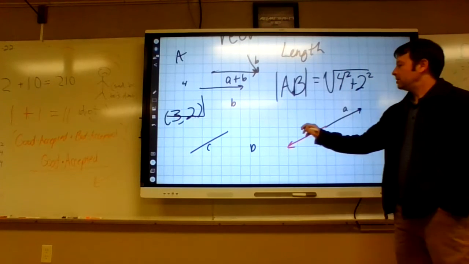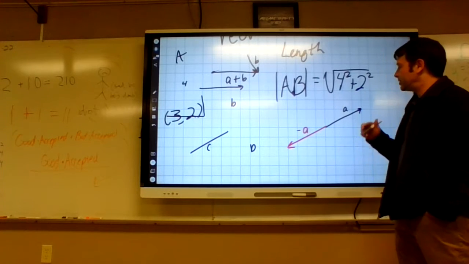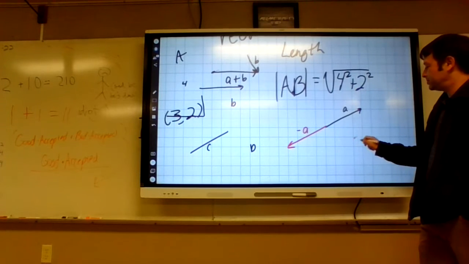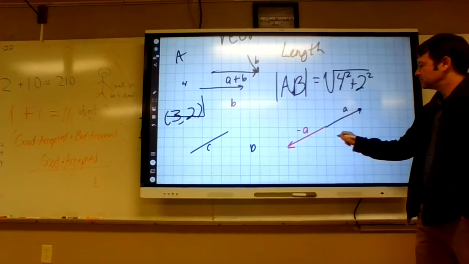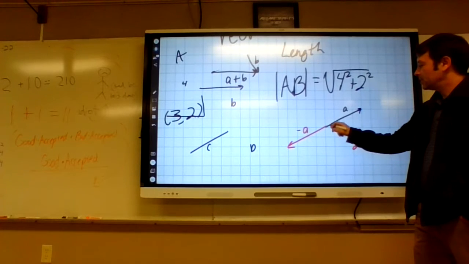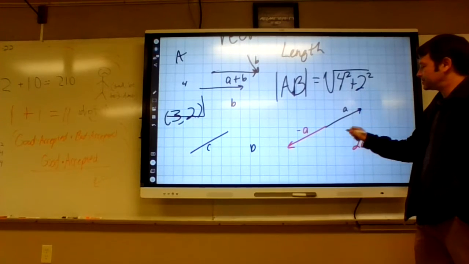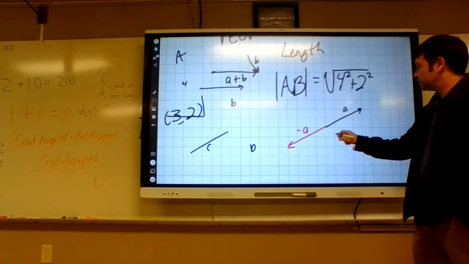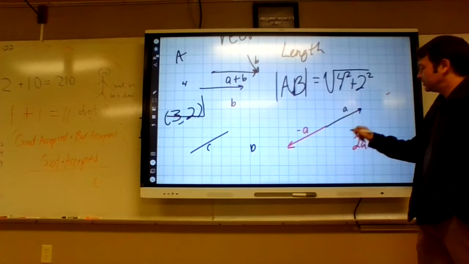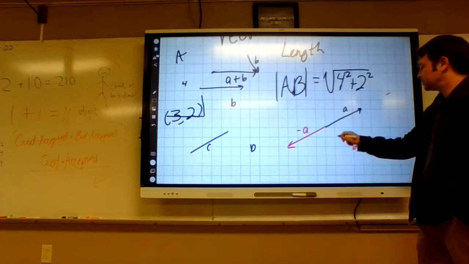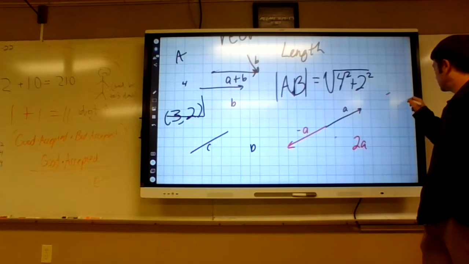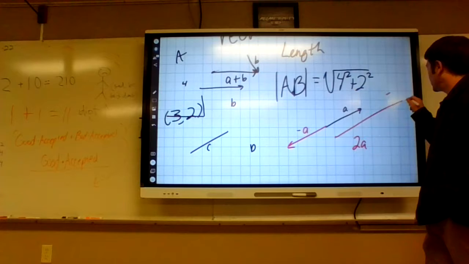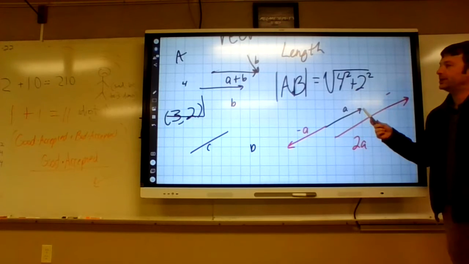Okay. What do you think would happen if I said 2 times vector A? Would it go up twice as far or twice as fast? Twice as far. So this went 4, 2. It's going to go 8, 4. So it'd be way out here. How does that change anything if it goes on forever? Well, it changes the magnitude. No, sorry, it doesn't go forever.